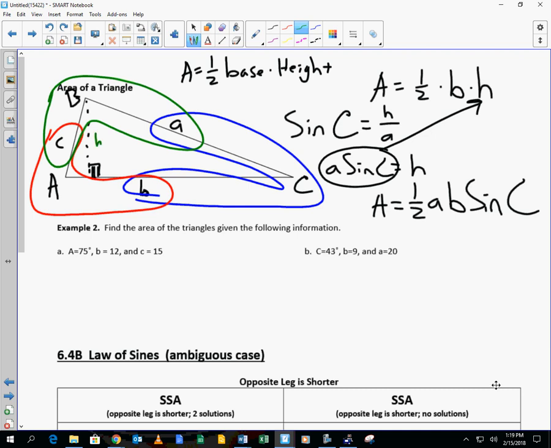Because sine is opposite over hypotenuse. Area is 1/2. You good? B, good. H is A sine of C. I just flipped them around. Why is the A there to begin with? Because you have sine of C is H over A. Solve for H by multiplying both sides by A.